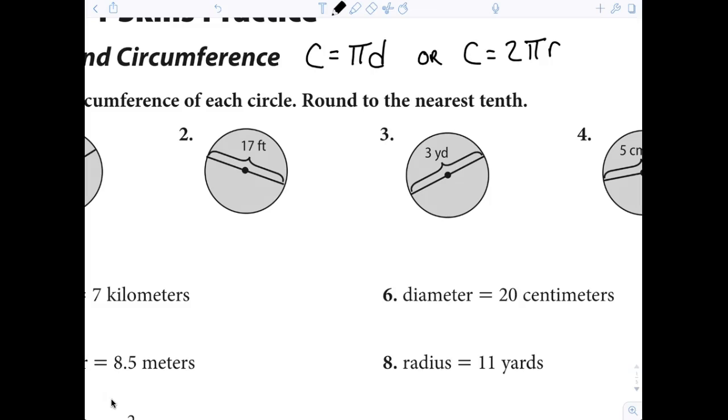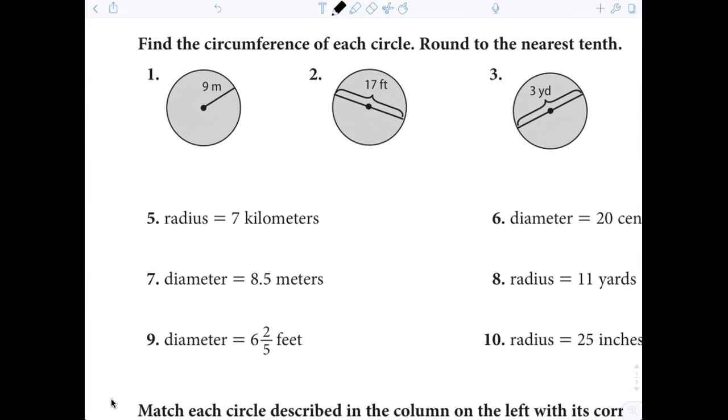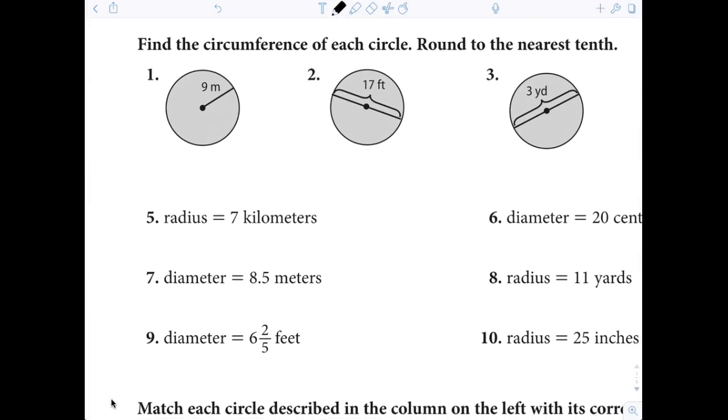Radius is half of the diameter. So let's review that. Number 1, is that representing the radius or the diameter? That's the radius. In number 2, that's representing the diameter.